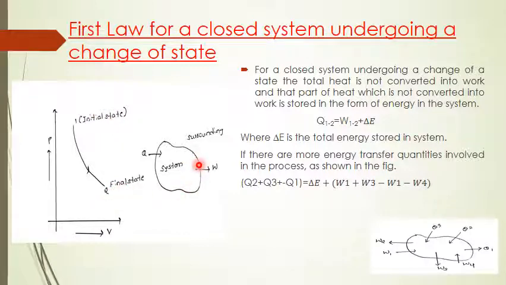Now I have considered a system and surrounding, and you can observe here that Q amount of heat is added to the system, and thereby we get W amount of work which is done by the system on the surrounding. Let us start with the explanation. For a closed system undergoing a change of state, the total heat is not converted into work, and that part of heat which is not converted into work is stored in the form of energy in the system.